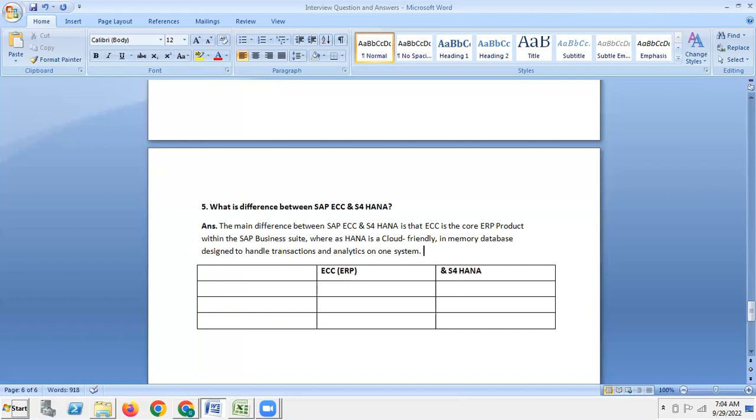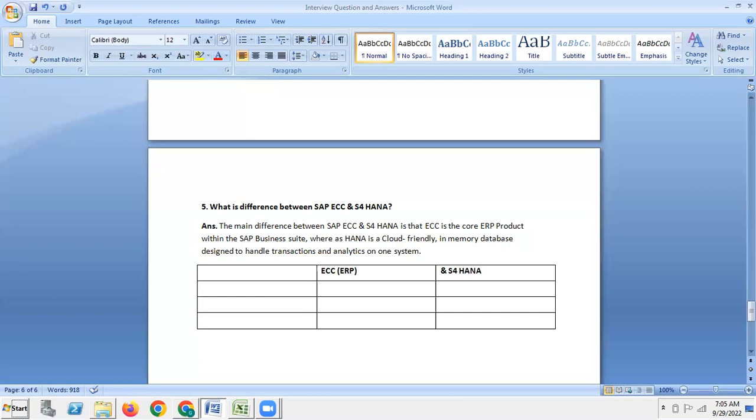Okay, Geeta, please read till here. What is the difference between SAP ECC and S4HANA? The main difference between SAP ECC and S4HANA is that ECC is the core ERP product within the SAP business suite, whereas HANA is a cloud-friendly in-memory database designed to handle transactions and analytics on one system.